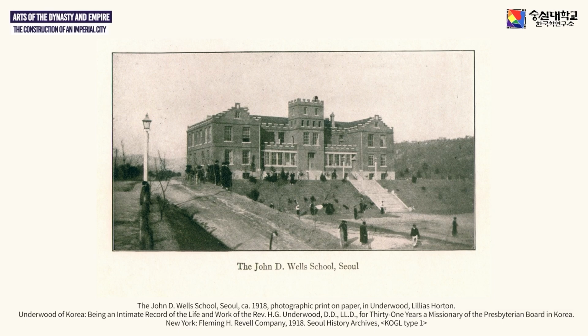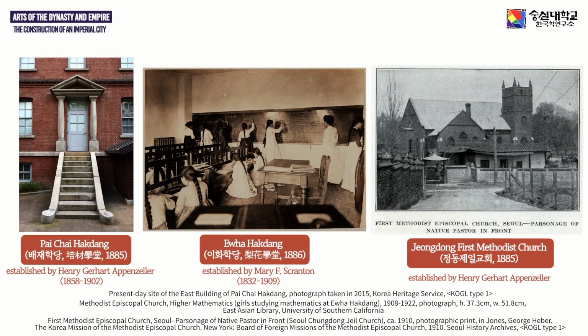Churches, schools, and hospitals were constructed by Western missionaries. These institutions not only added to the new cityscape of Seoul, but also altered the way of life for Koreans in the capital. For instance, students who attended Baeje Hakdang, founded by Henry Appenzeller, or Iwa Hakdang, founded by Mary Scranton, would also attend the Cheongdong Jail Church, established by Appenzeller.